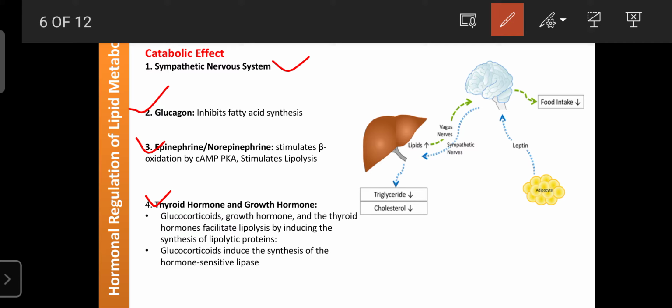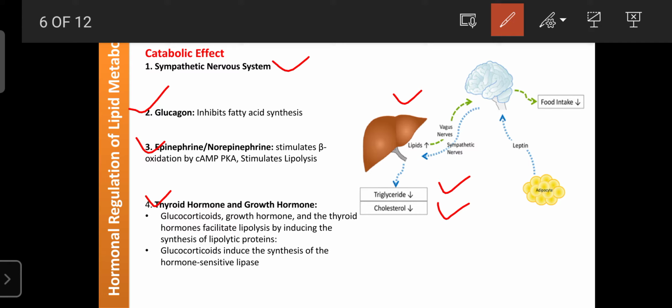Okay, the sympathetic nervous system is completely opposite to the parasympathetic nervous system. The sympathetic nervous system can decrease food intake, and in the liver it can decrease the biosynthesis of triglyceride and cholesterol. So the sympathetic nervous system is responsible for decreasing lipid metabolism or lipid synthesis.